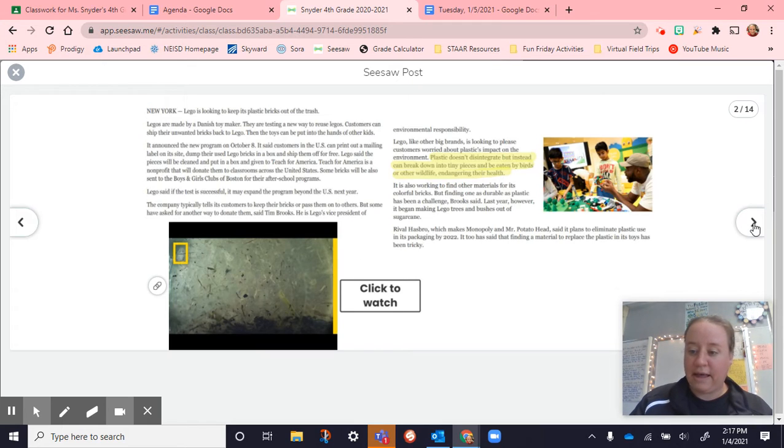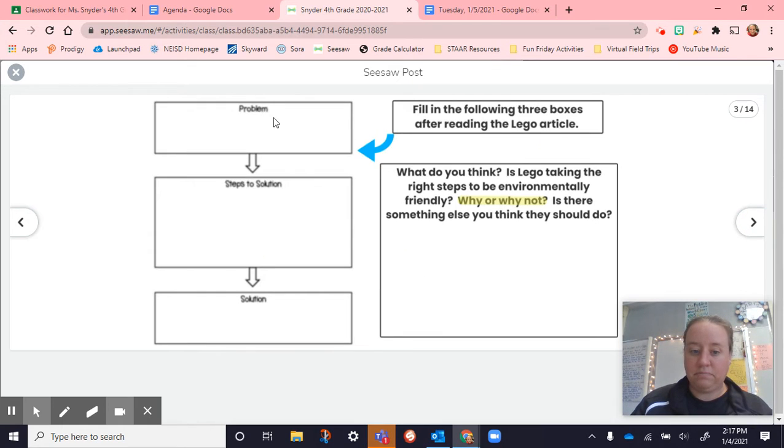So we watched that, and then we talked about the problem here. The problem with Legos, we said, is that they're using plastics that are made with non-renewable resources. And so we put some steps here that they're taking to help solve that, and then solutions. And then there's a box over here for you to respond with, what do you think? So what's your opinion? Do you think Lego is taking the right steps to be environmentally friendly?